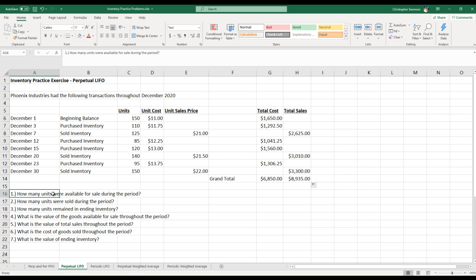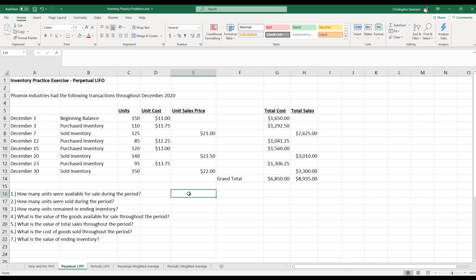How many units were available for sale throughout the period? I'm going to move this one over just a little bit. Here we have the beginning inventory of 150 units, plus we had 110 more. We don't worry about the sales yet, because that's a different question. We add in the next purchase, and we just keep doing that. We add in the beginning inventory and all of the purchases, but we do not do anything with the sold units yet.